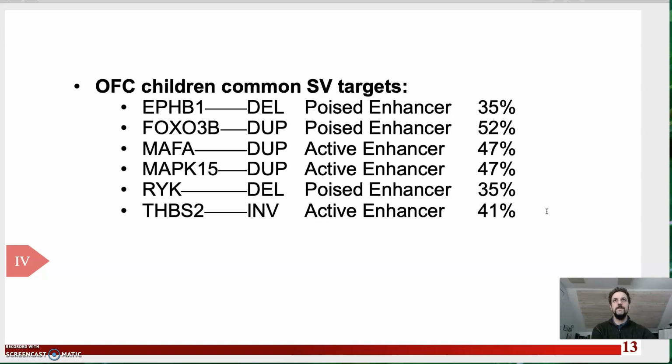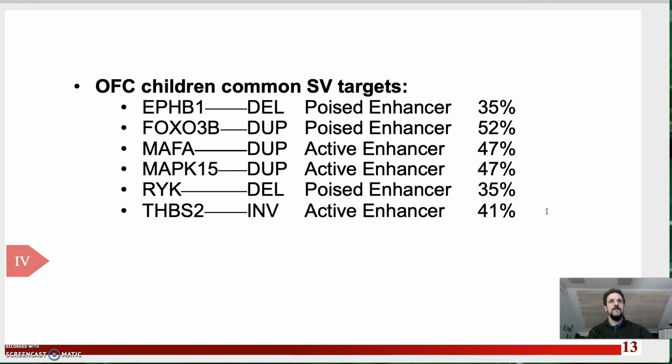We found EPHB1. We found a poised enhancer that was deleted, so it was a potential poised enhancer, but it's now missing. And that was in 35% of the 17. We found FOXO3B had a duplicated poised enhancer in almost half. So almost half of them had some kind of poised enhancer that was duplicated in the FOXO3B region. We found almost half had an active enhancer that was duplicated in the MAFA region.